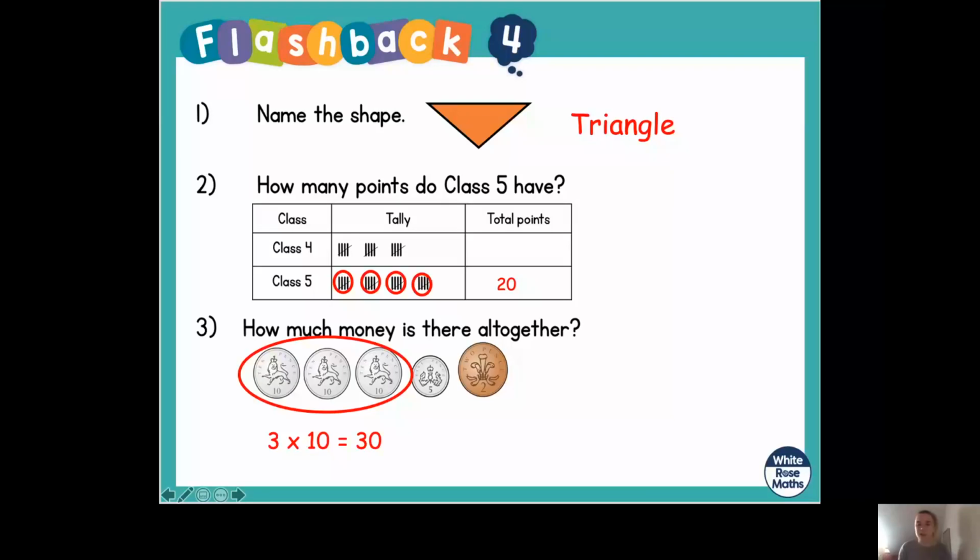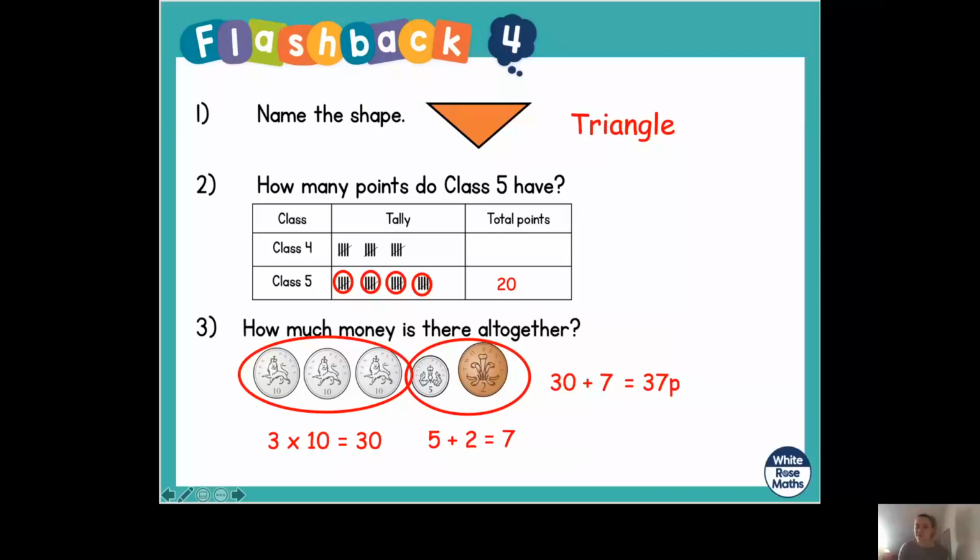Now, what about the other 2 coins there? We have a 5 and a 2. Now, what is 5 plus 2? Yes, that's right. It's 7, isn't it? So now we have worked out how much in 10 pence coins and how many were left over. We can add these 2 amounts together. So we can do 30 plus 7. What is 30 plus 7? Yes, you're right. It's 37, isn't it? So therefore, there is 37 pence altogether. So well done if you got those right.